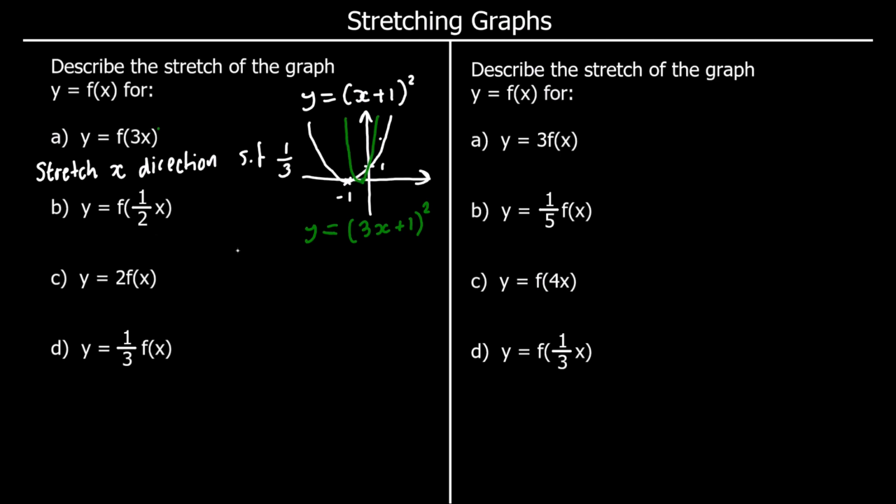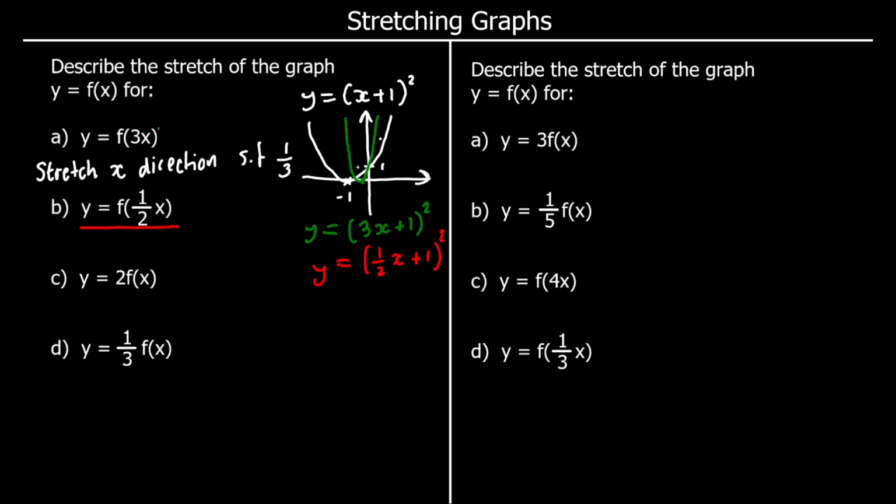The second one, f of half x. If our original again was x plus 1 squared, we're changing x into half x, plus 1 squared. What would make that bracket equal to 0? It would have to be negative 2.